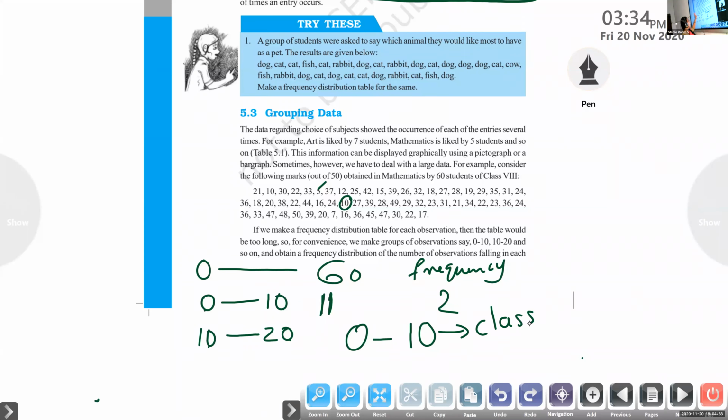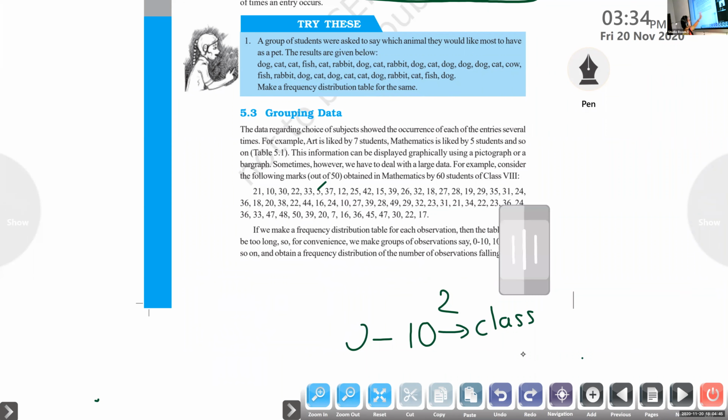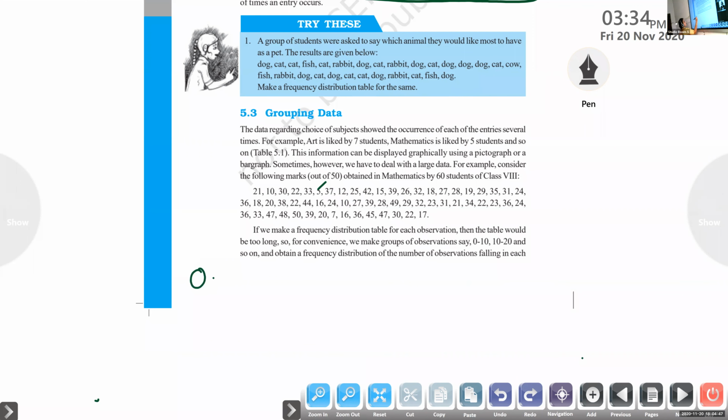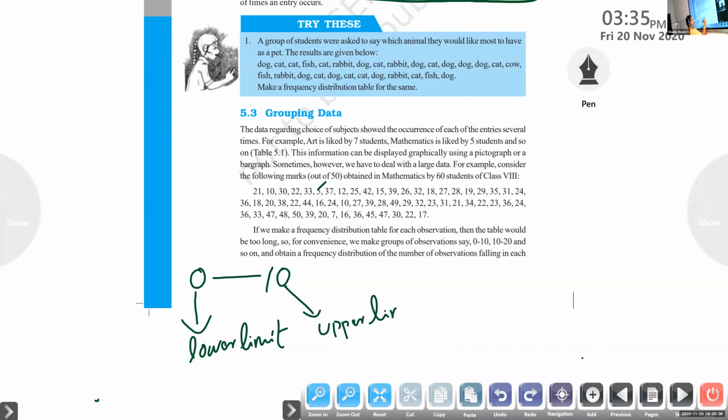And in this class, 0 is called the lower limit. In the class, first of all, we prepared the first class as 0 to 10. In this 0 to 10, 0 is called the lower limit, and 10 is called the upper limit. So for a class, we need a lower limit and an upper limit.